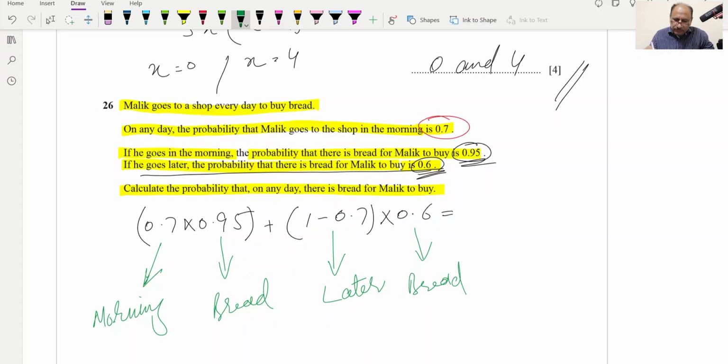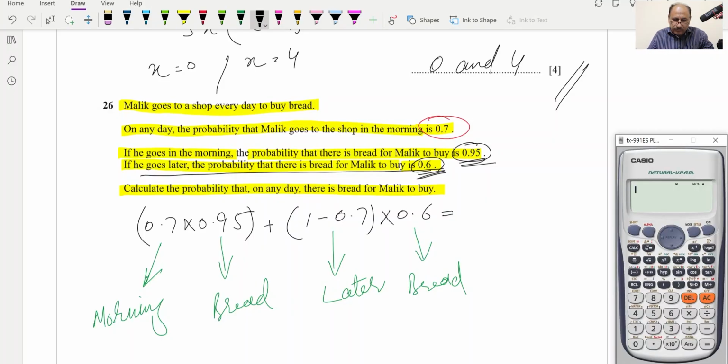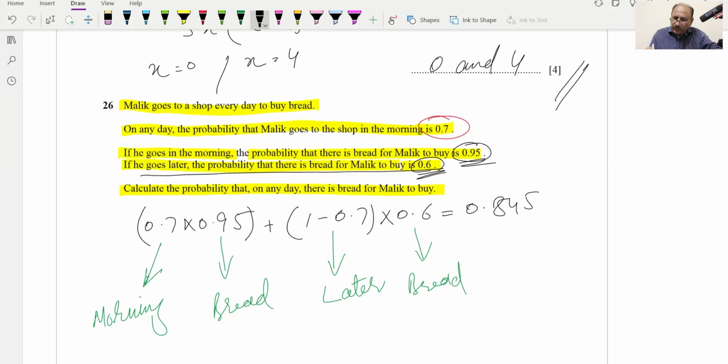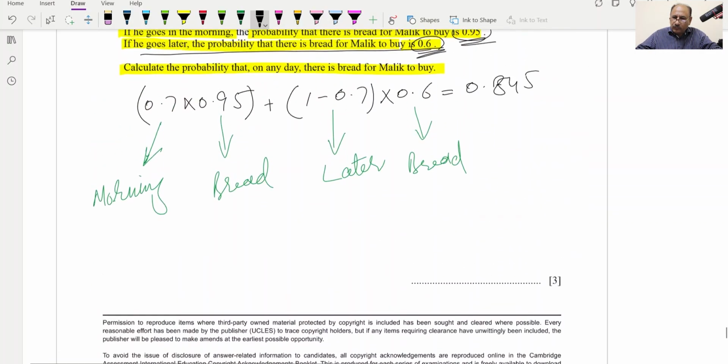So now we can calculate. The calculation will be in brackets 0.7 into 0.95, bracket close, plus 1 minus 0.7, and this will be multiplied by 0.6. This is equal to 0.845. This will be the probability, and we can provide 0.845 as the final answer for 3 marks.